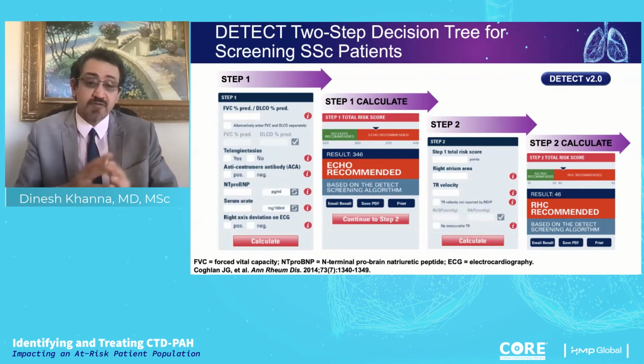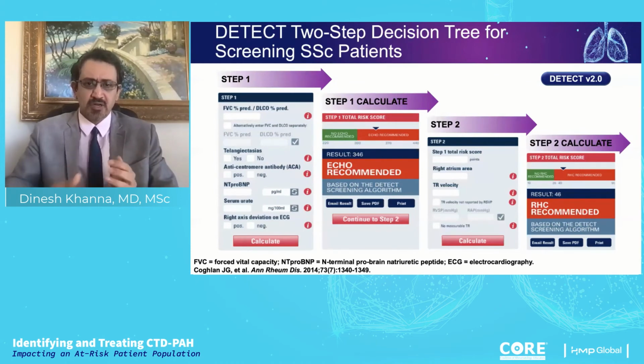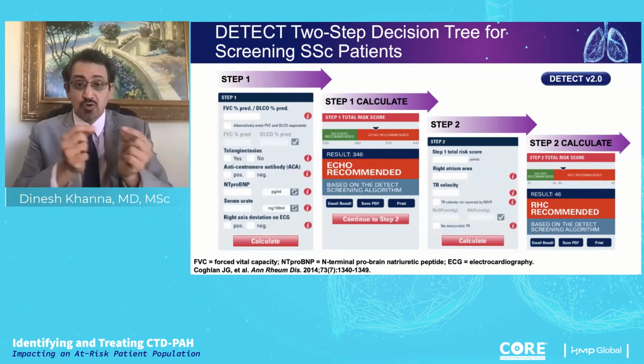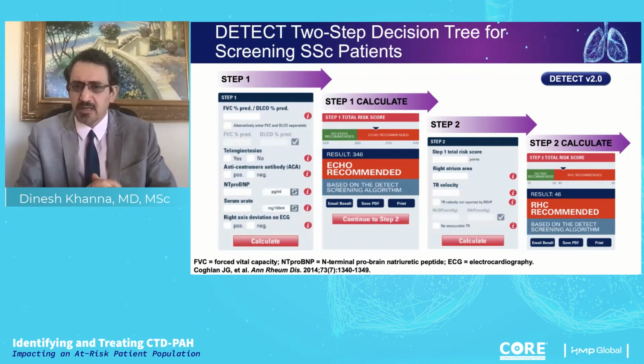You need 5 out of the 6 variables, and it calculates a risk score, and it tells you whether an echocardiogram is needed in step 2. If it says no echocardiogram is needed, then you're done with screening for that year, and you can redo the DETECT score in the next year when the patient comes back. However, if echocardiogram is recommended, the step 1 risk score goes into step 2, and we add the right atrial area and the TR velocity, and it proposes to do a right heart catheterization.